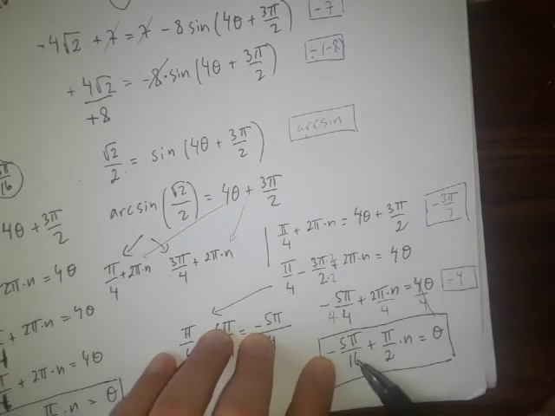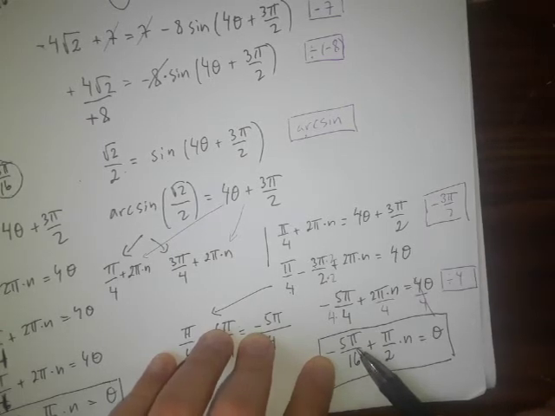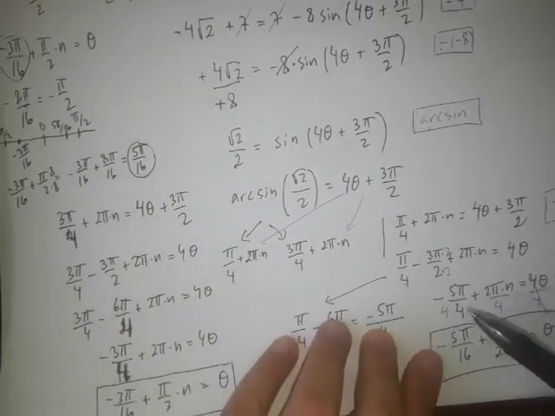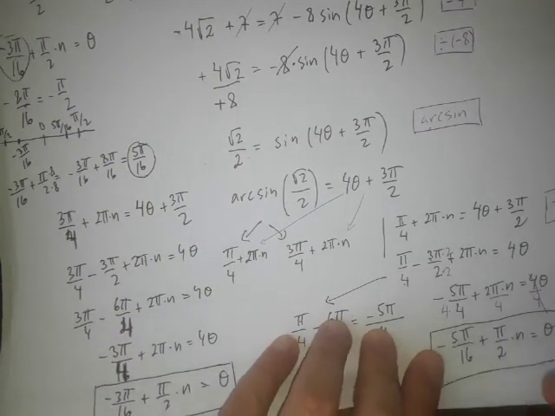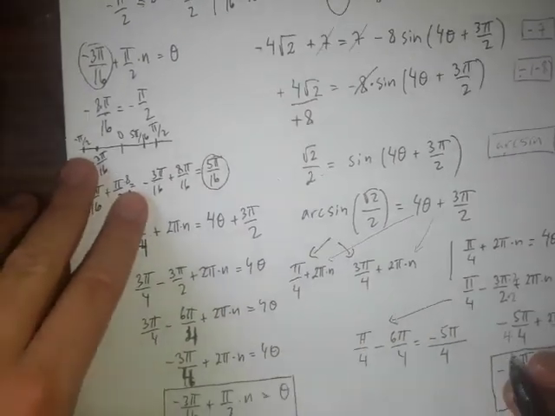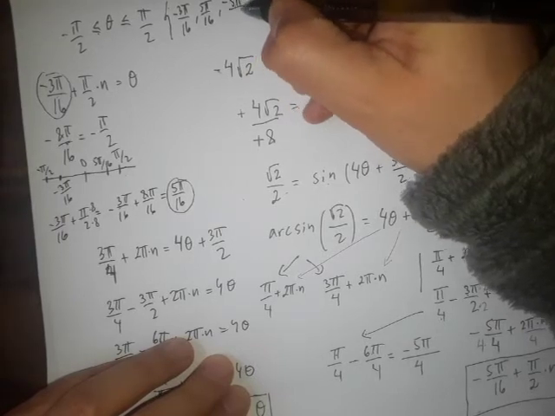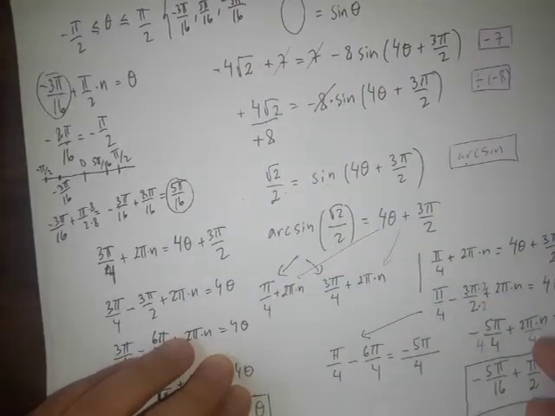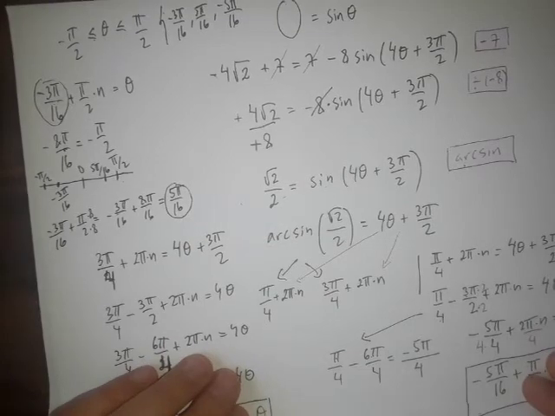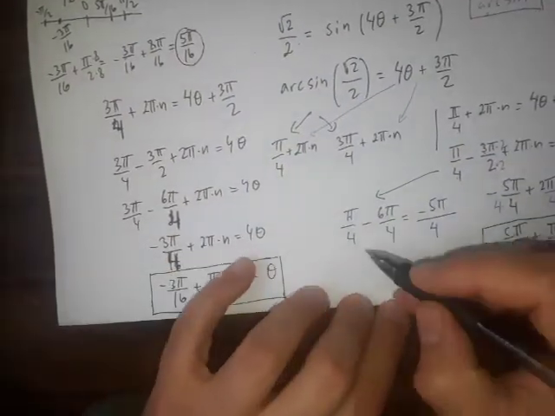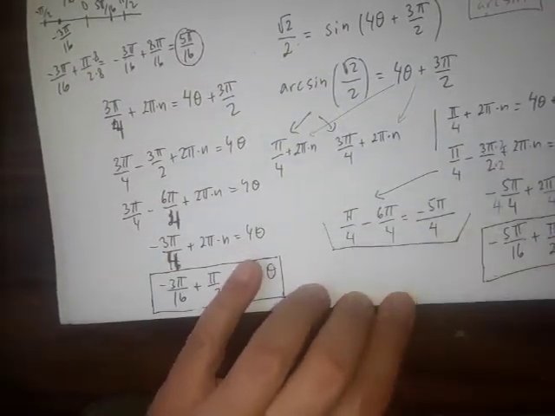Negative 5 pi over 16. Is this still gonna be inside of the domain? Well, yeah, it's still gonna be, because again, it's negative 8 pi over 16. It's gonna be the limit. So we still have this negative 5 pi over 16, and then if we add pi over 2 to this, it looks like we're gonna get something. I think there's a kind of a symmetry here, right?